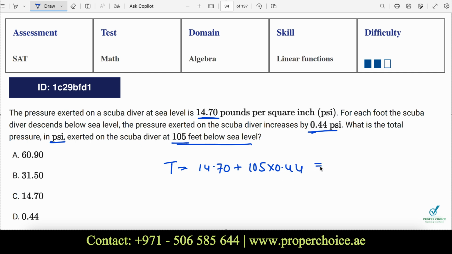So that together gives us a value of 60.90. So that makes sense. That is the total pressure at this level, which will be 60.90. Makes sense with option A.